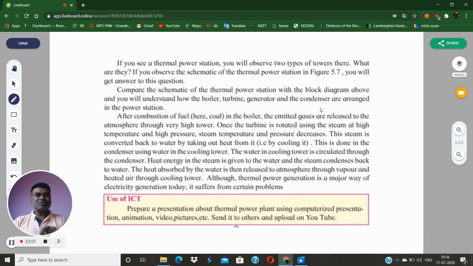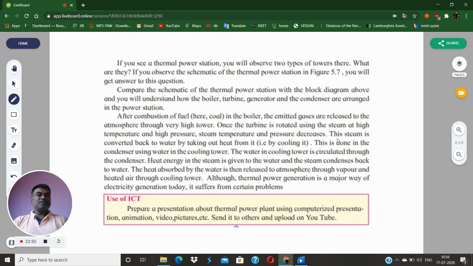One systematic arrangement is shown in that block diagram, and this diagram shows the working, the mechanism of the thermal power station, which we have learned here. Actually, after the combustion of the fuel, the boiler emits gases, and such gases are released into the atmosphere through a very high tower, the tower is at some height. Once the turbine rotates, the turbine rotates using steam at high temperature and high pressure.